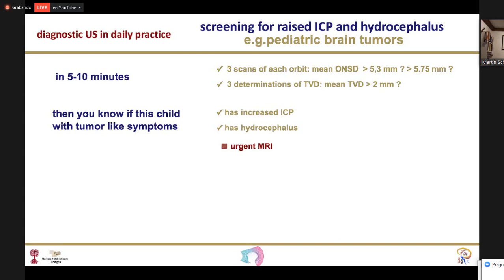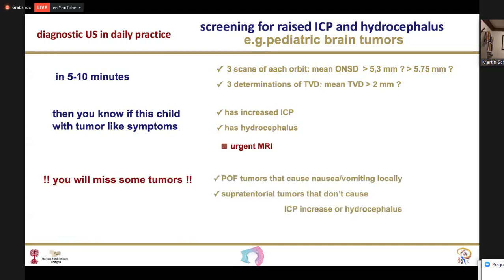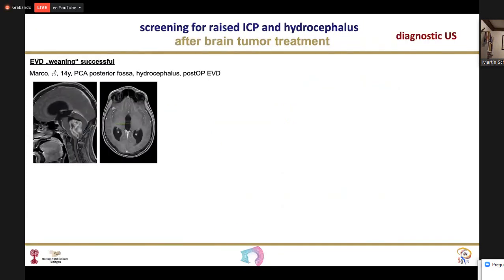If the child has a normal TVD and normal ONSD, it's not very likely that it has a brain tumor, but you will miss some. You will miss those tumors in the posterior fossa, which are very small, don't cause hydrocephalus and raised ICP, but irritate the brainstem locally. And you will miss supratentorial tumors that don't cause ICP increase or hydrocephalus. But it is a very good screening method in the first instance. And you will observe these children and get a scan later.